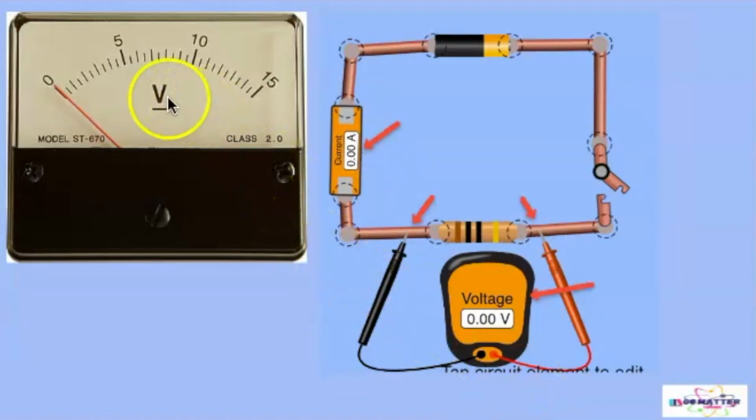The instrument we use to measure the potential difference is called the voltmeter. And since the voltmeter measures the difference in energy between 2 points, it is connected parallel to the device between which you measure the potential difference.